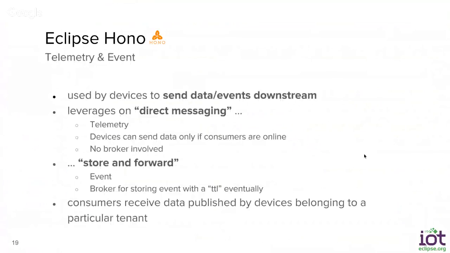If you go on, let's start with the telemetry and event API. It is, as I said, used to send data and events downstream. The telemetry part is using direct messaging, meaning the telemetry data is always directly routed to downstream consumers. There is no message broker involved, meaning also there is no persisting of these telemetry messages, meaning if a telemetry message gets lost on the way, it is gone.